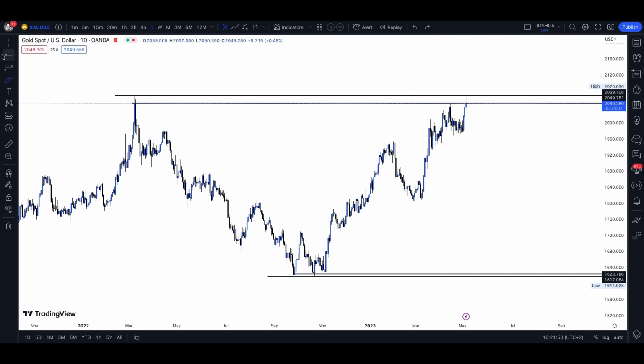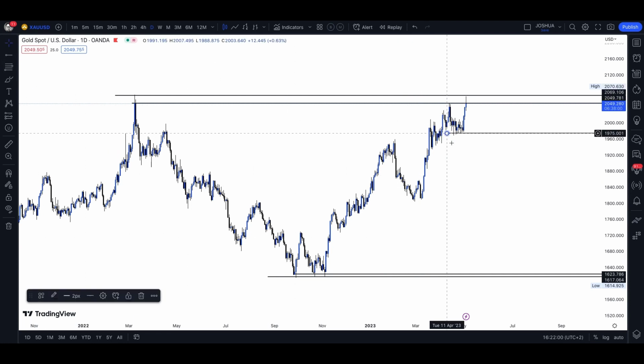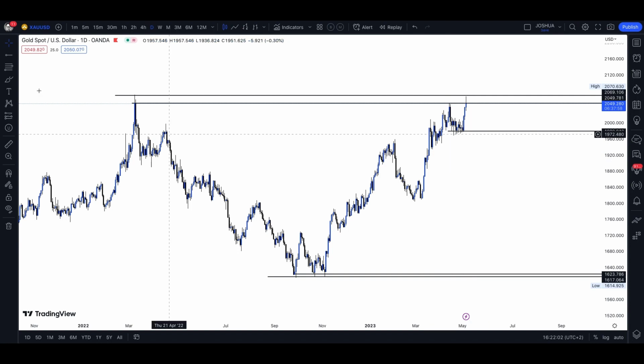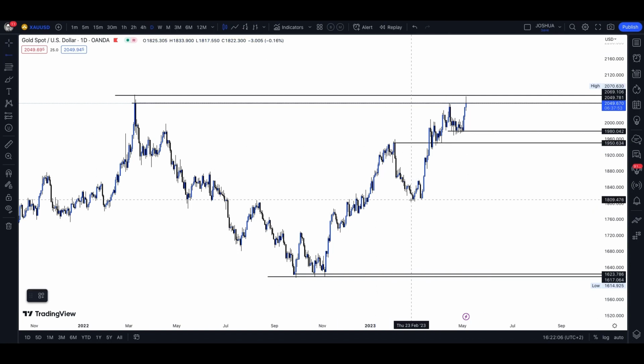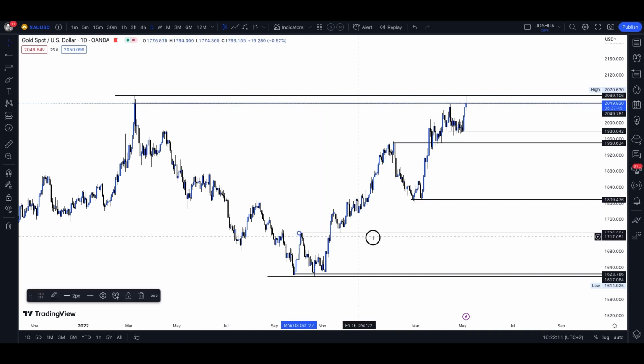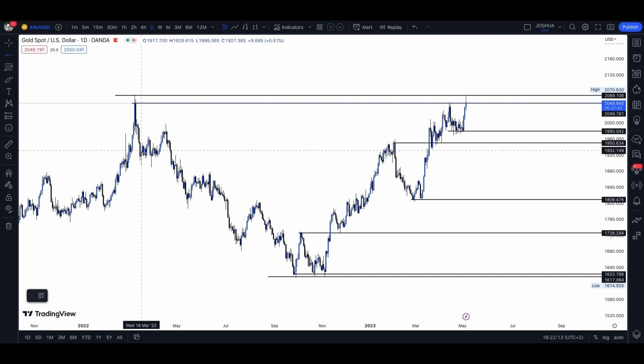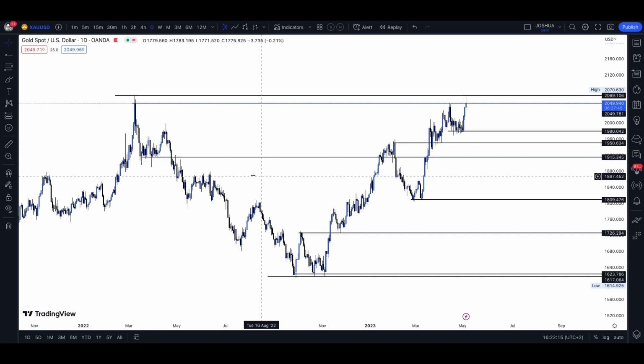So I'm going to use my tool to identify these levels. I have this particular point here. I also have this particular point here. Also this area there. Also able to see that particular point there. Also able to see that point, as well as this particular point.